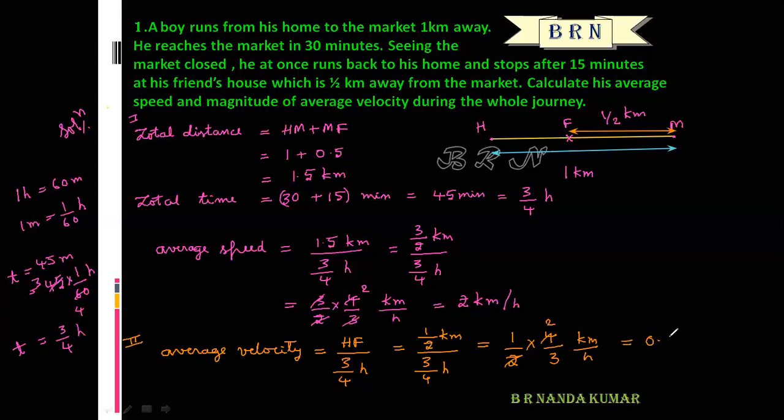2 by 3 is 0.6666 kilometer per hour. Approximately this is 0.67 when rounded off to two digits, so 0.67 kilometer per hour. This is the average velocity of the boy. This is the average speed, and this one is the average velocity. Okay, thank you.